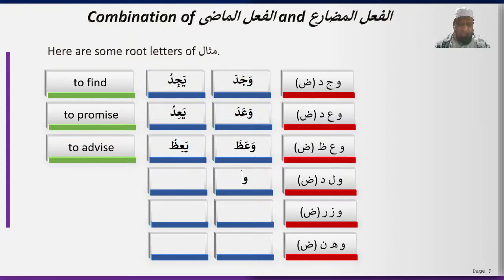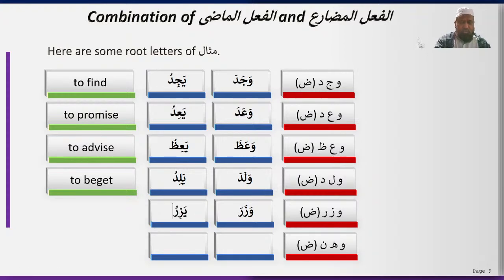Waw Lam Dal, Walada. Let's do the original one so we can understand: Yawlidu from Bab Daraba. Walada, Yawlidu, because Yawlidu is Al-Fi'l Al-Mudari Lil-Ma'lum, we apply the rule. The waw drops. Yalidu. Walada yalidu means to beget. Next, waw za ra, Wazara, we know the rule. Yaziru. Wazara yaziru means to bear.